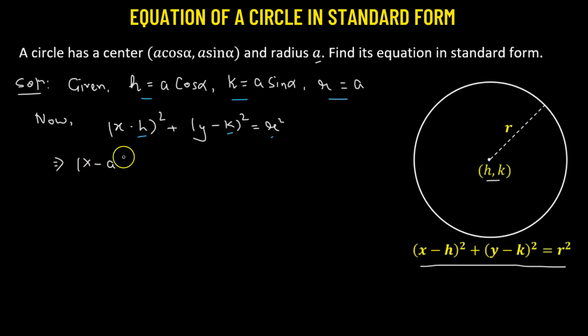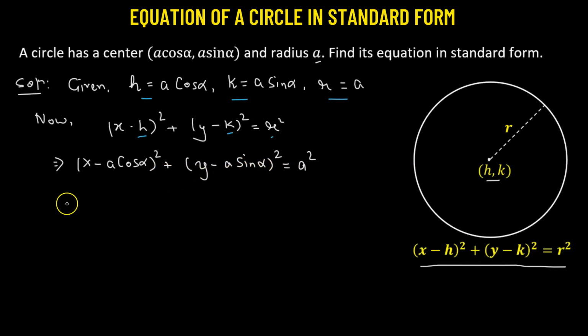In place of h, we have a times cosine alpha, whole squared, added to y minus k whole squared. So k is a times sine alpha, whole squared, and that's equal to the square of the radius, so that's a squared. Now, this is the standard form of the circle.